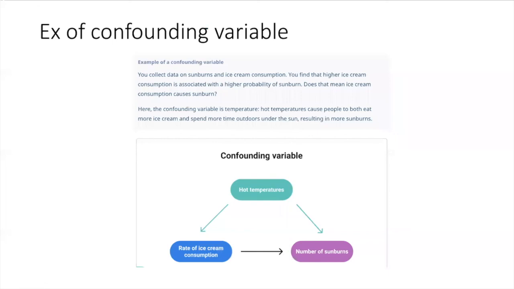Let us take an example of a confounding variable. Let us assume we collect data on sunburn and ice cream consumption, and you find that higher ice cream consumption is associated with a higher probability of sunburn. Does that mean ice cream consumption causes sunburn? No. In this, our confounder will be hot temperature. Hot temperature causes people to eat ice cream and spend more time in the sun, resulting in sunburn.